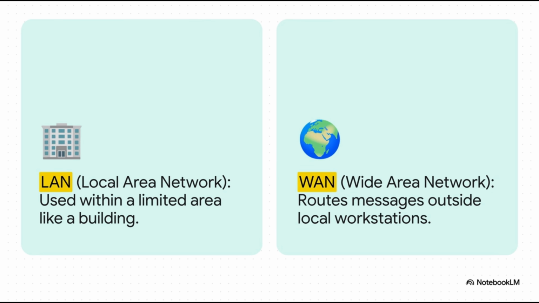Now, to address our first progress check, we really need to clarify two highly common networking acronyms. A local area network, or LAN, is used for networking within a limited, confined area. Think of a LAN like the internal router that seamlessly connects all the printers and computers on your specific office floor. However, if your messages need to be routed outside of those local workstations to the broader world, the networking you're using is a wide area network, or WAN. That's the vast infrastructure allowing you to instantly email a client over in Tokyo. Understanding this distinction between your LAN and your WAN is foundational IT knowledge for literally any competent professional.